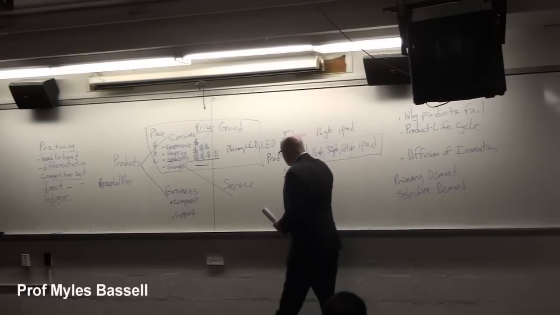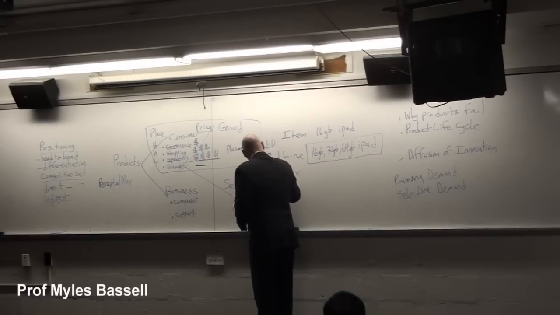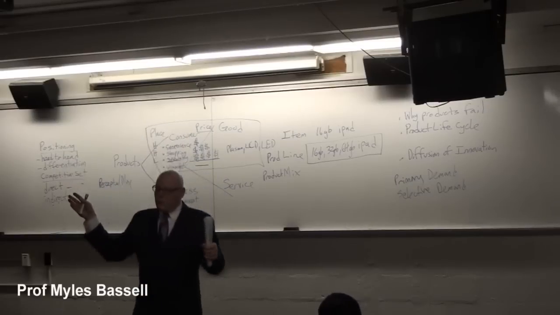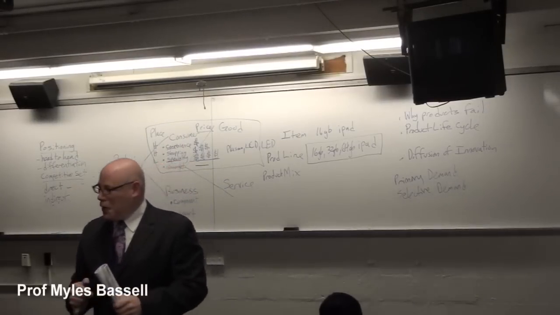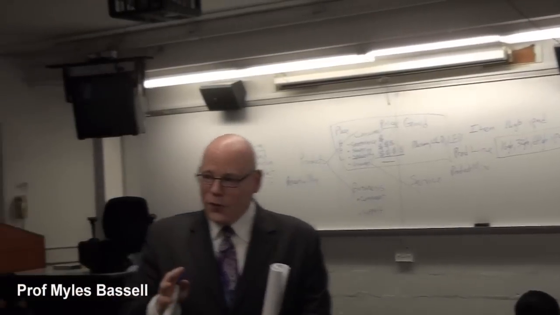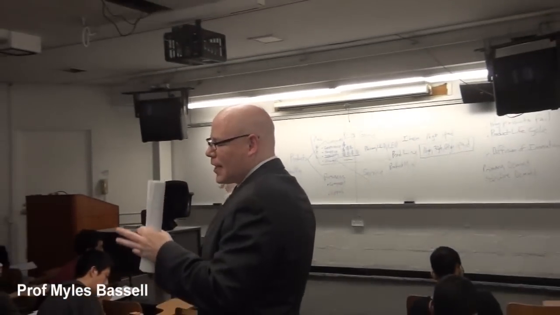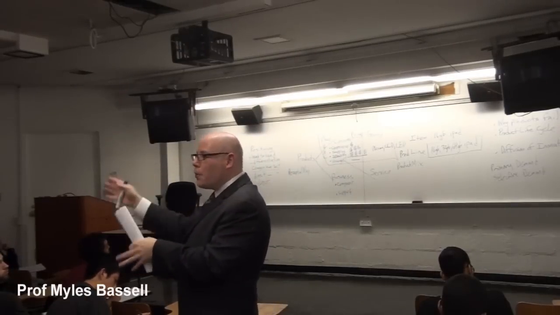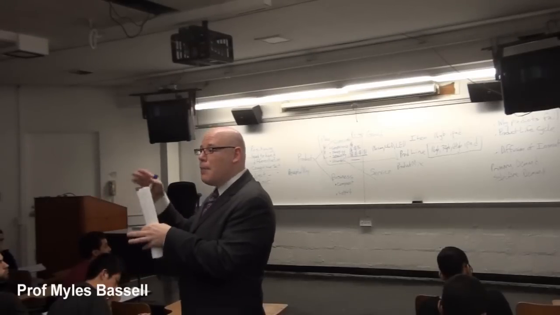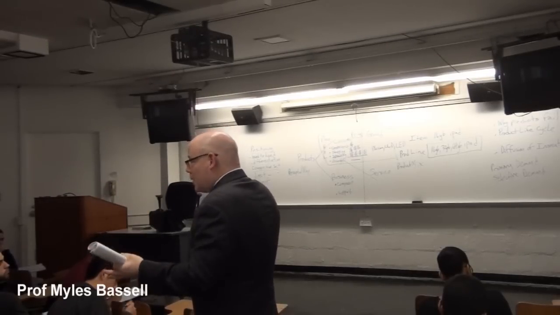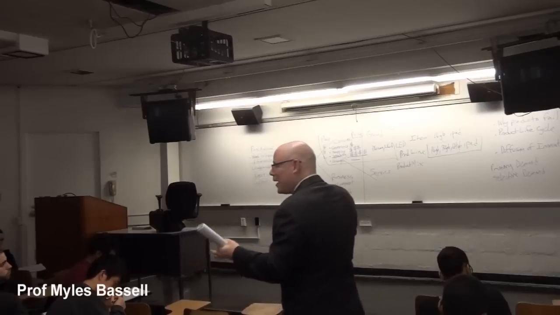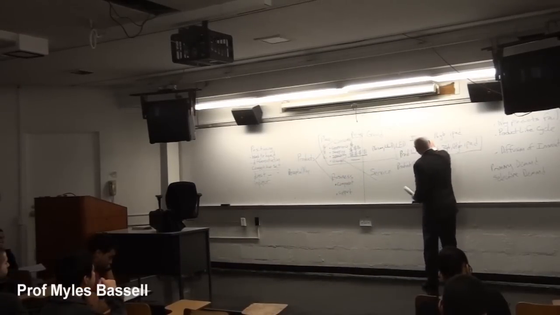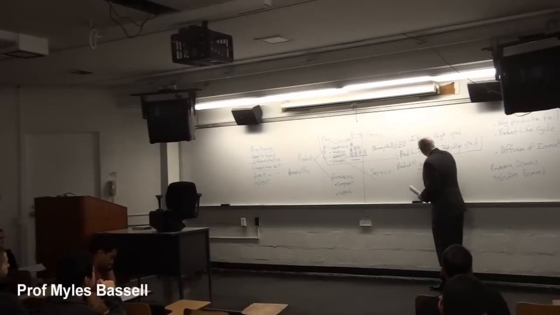Now the product mix is the company's product lines grouped together. All right, so follow me. The item we identified is a single stock keeping unit. The product line is a group of items, and the product mix is a group of product lines. Everybody got it? So the product line is a group of items, and the product mix is a group of product lines.